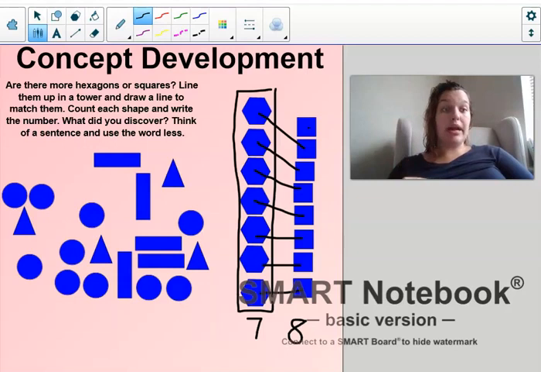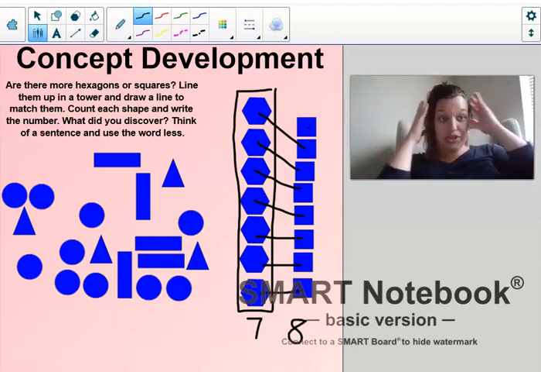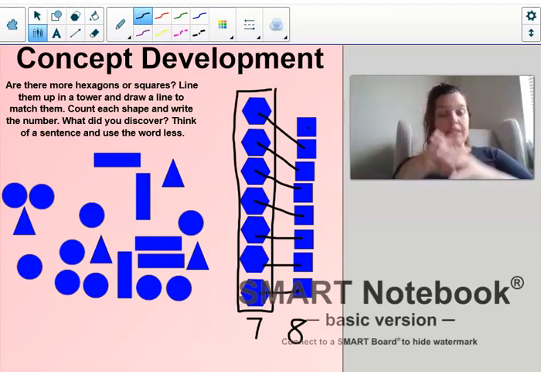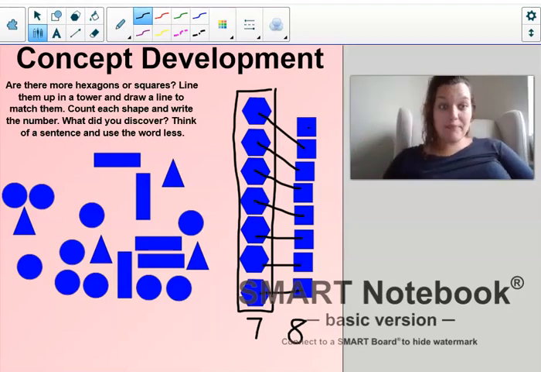Okay, we are going to do one more. I'm going to set it up for you, but then I'm going to have you do it and pause me, because you're going to think about your number statement. Then we're going to come back and work through it together, okay?